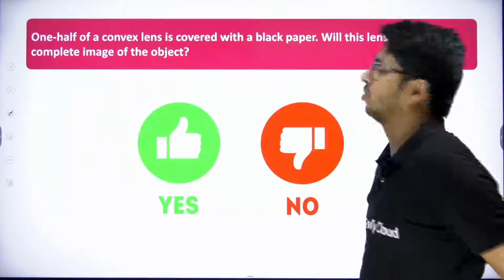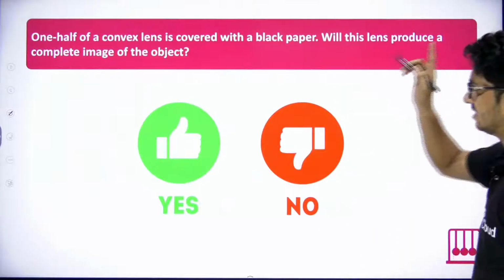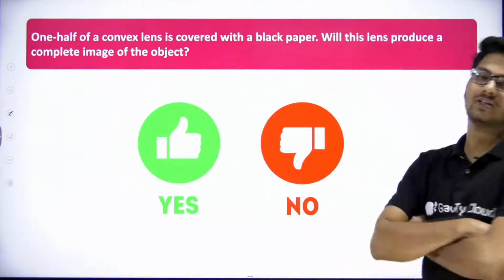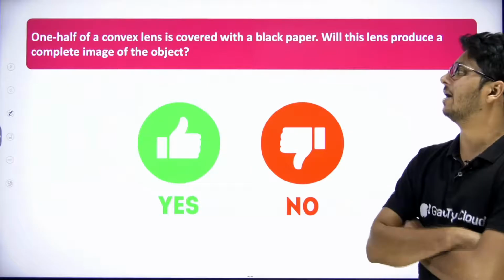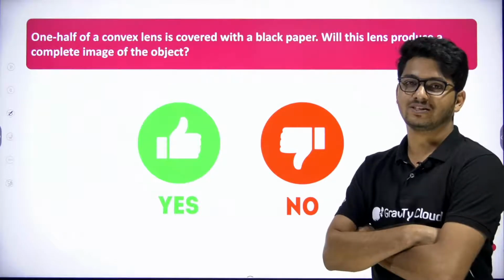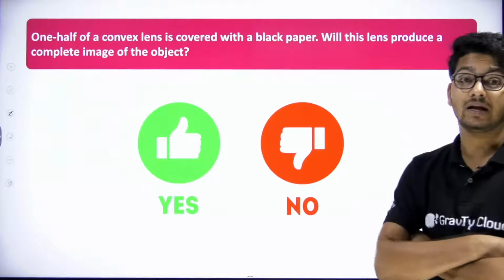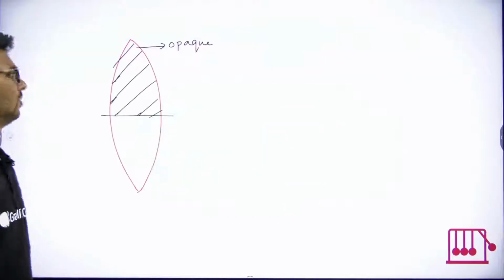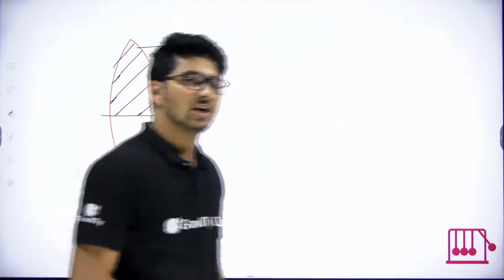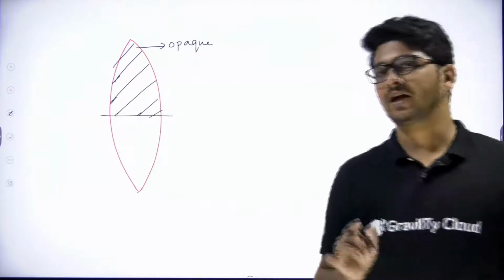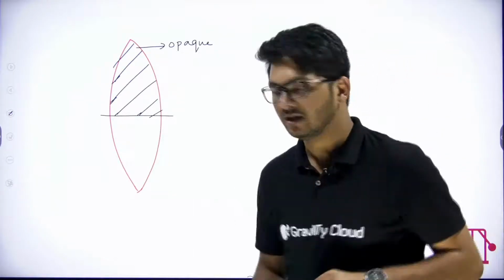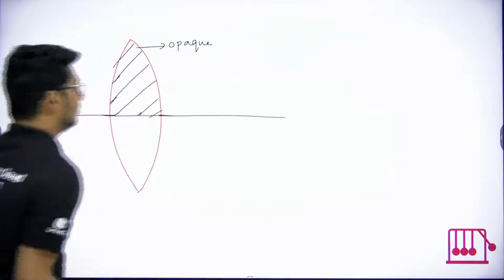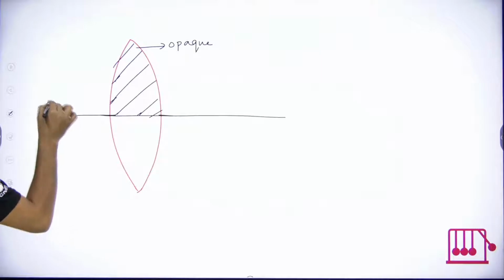So coming back to the question, will this lens produce a complete image of the object? Yes or no? What do you think? And the answer is yes, it does. Why? Because for image formation, how many rays do we need? We need 2 rays. So here, let's say this is the principal axis, and let's say I have an object here. This is the object. I'll take a point object.